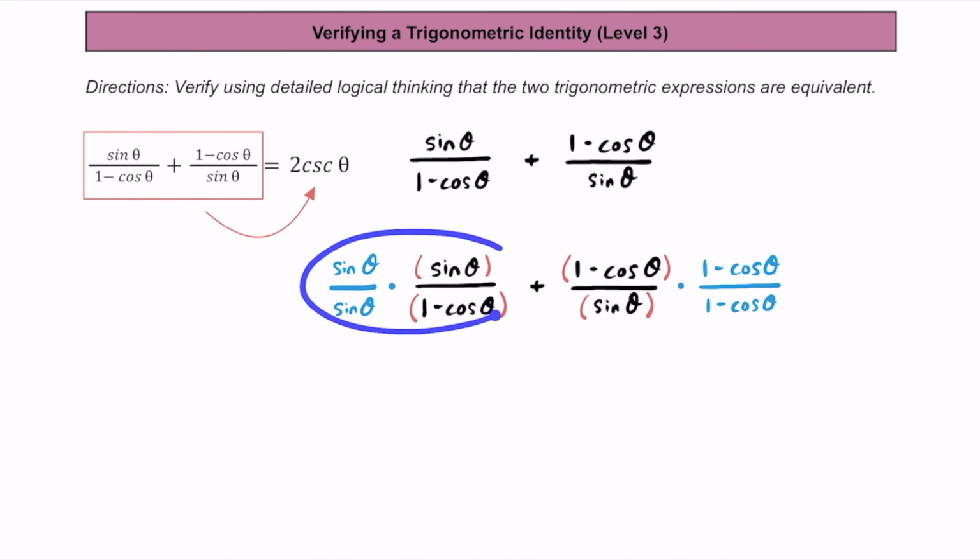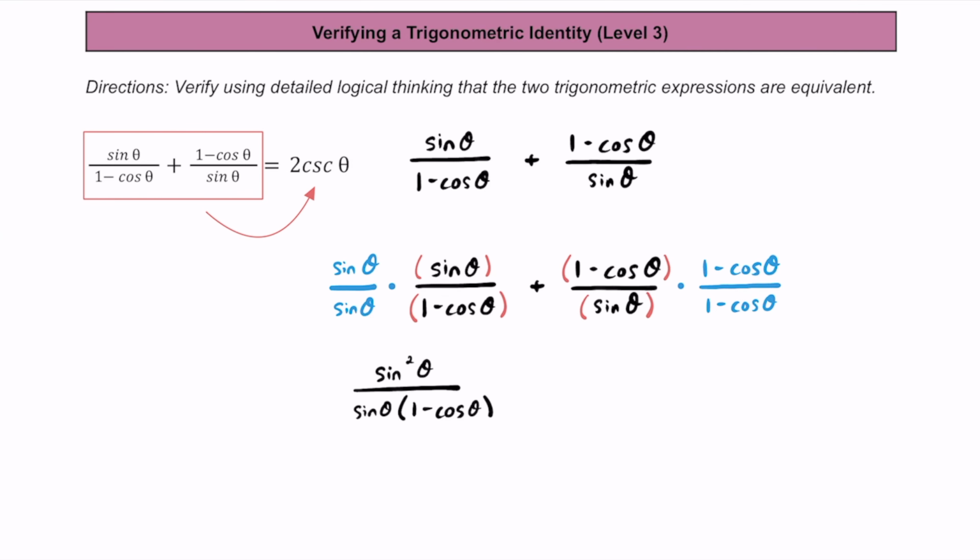All right, so multiplying these two fractions. Now, multiplying these two fractions together, on top we have sine of theta times sine of theta, so that's just going to be sine squared of theta, and that's going to be on top of this sine of theta multiplied by 1 minus cosine of theta. Okay, so that's going to be that new fraction right over here, just like that.